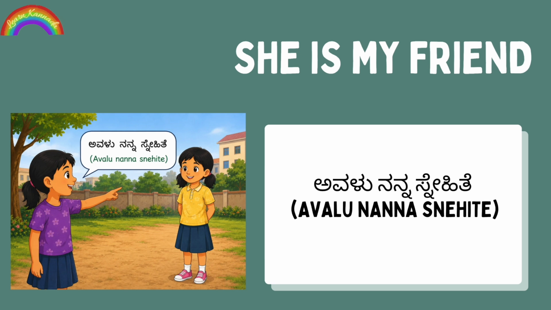Similarly, in this picture, the girl is standing some distance away from her friend. So, when her friend refers to her that she is my friend, she says, Avalu nanna snehite.